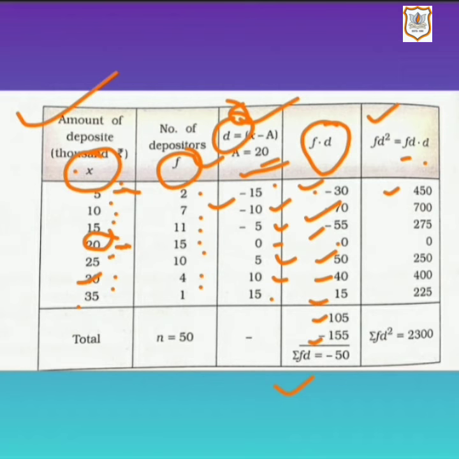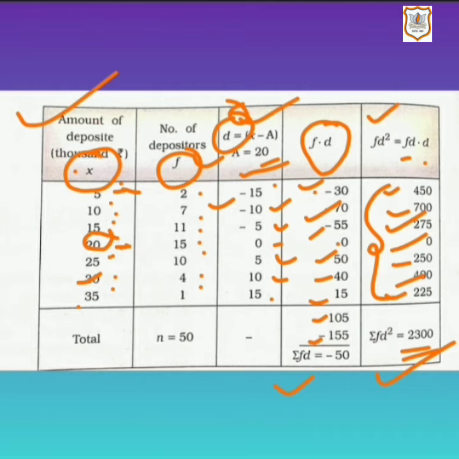Minus 10 into minus 70 gives you positive 700. Minus 5 into minus 55 gives you positive 275. 0 into 0 is 0. 5 into 50 is 250. 10 into 40 is 400. 15 into 15 is 225. Now if we total this column, we are going to get sigma fd square, that is 2300.